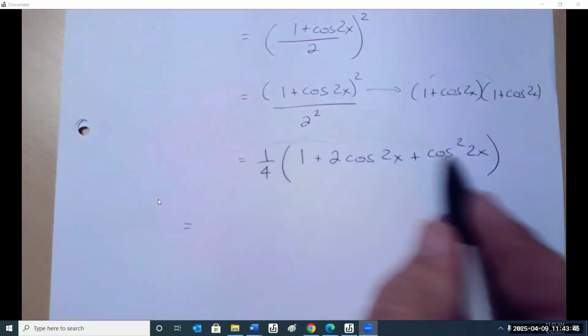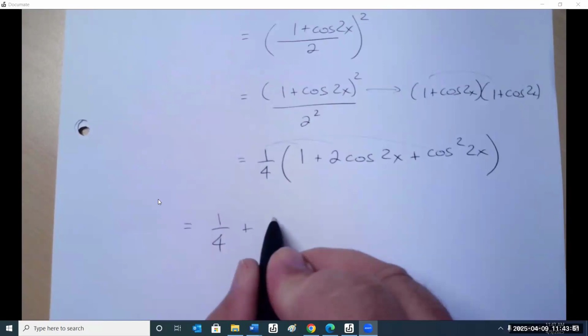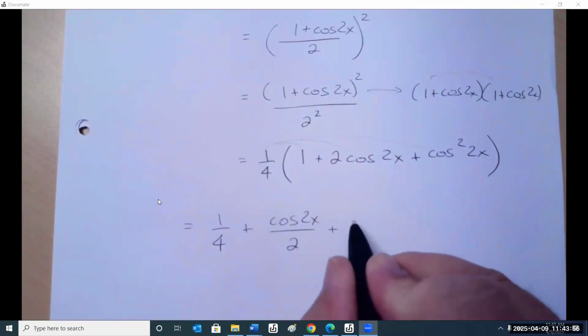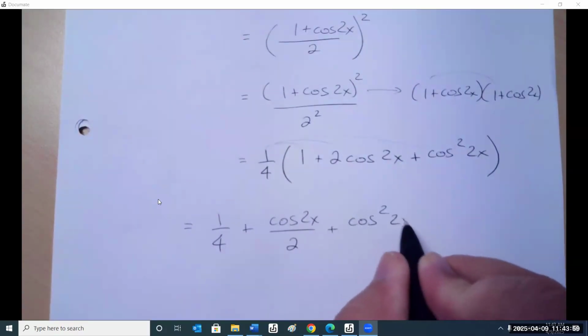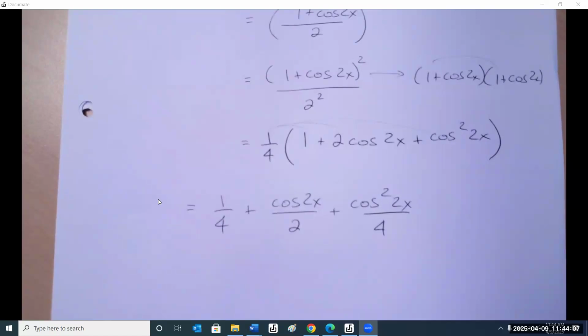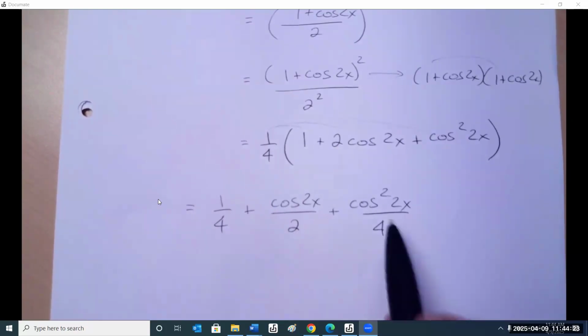Okay, let's see what this gives us. So we have 1/4 plus cosine 2x over 2 plus cosine squared 2x over 4. So these are good so far. They have no exponents in those. This is the only one we have to worry about.